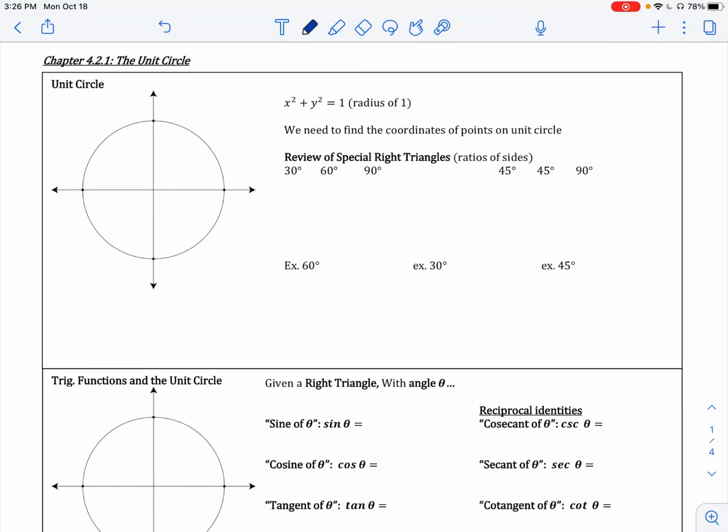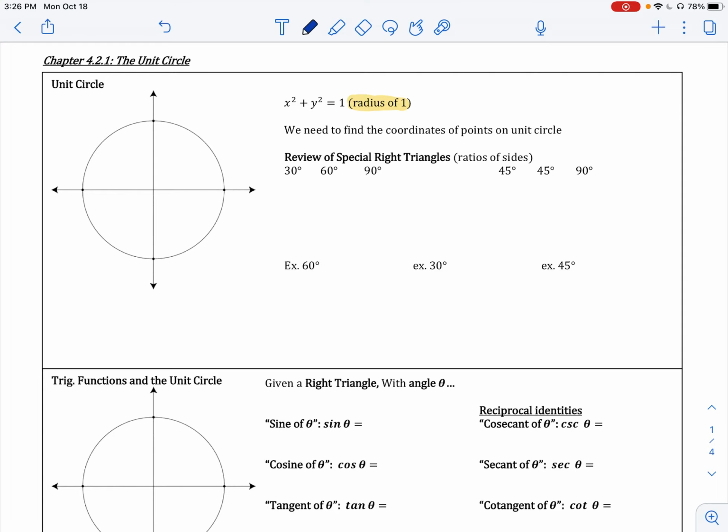All right, let's talk about the unit circle and its relationship to trigonometric functions. So first off, what is a unit circle? A unit circle is simply any circle with a radius of 1, hence the name unit circle, the idea that it is 1 unit. So we can place a circle on our Cartesian plane.